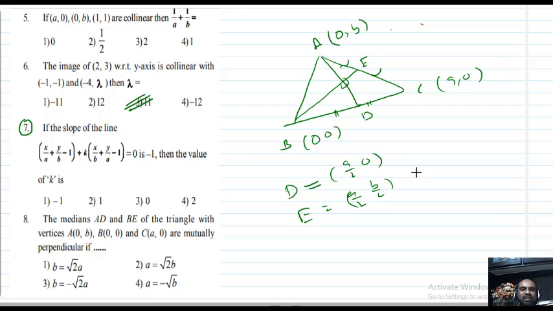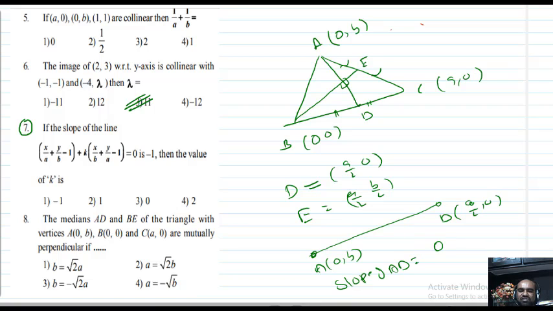Now I want to find slope of AD. Okay, I will write clearly here. Students listen. This is A, 0 comma b. This is D, what I got? a by 2 comma 0. Now slope of AD is y2 minus y1, 0 minus b, by a by 2 minus 0, that is equal to minus 2b by a. This is the slope of AD.